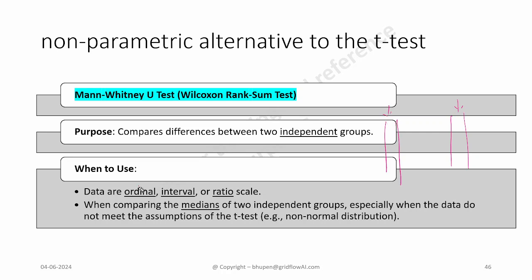So when do we use it? When we have ordinal, interval or ratio data. Essentially, most of the time the data is going to be float or continuous, and that's where the Mann-Whitney U-test is going to be useful. Essentially, we are going to compare the medians of two distributions, for example, distribution 1 and distribution 2. Instead of the mean, we are going to use the median here, the median of two independent groups, especially when the data does not meet the assumptions for t-tests like normality and the homogeneity of variance.